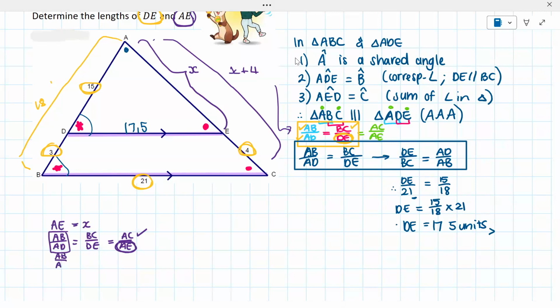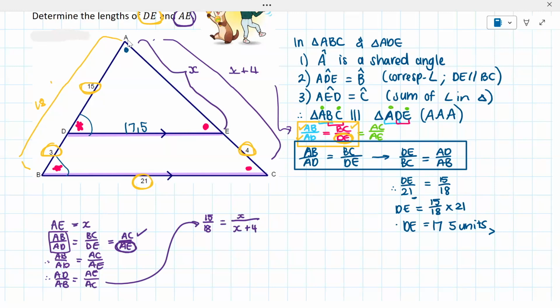AB over AD is equal to AC over AE. Now remember, we want AE. If you want to swap the fraction, that's fine. It's completely up to you. I have said though, try and keep what you want in your numerator. So to follow my own advice, I'm going to swap it. So this first fraction must swap: AD over AB. Now I fill in what I know. AD was 15, AB was 18, is equal to AE, which is X, over AC, which is X plus 4. And now we start to solve.